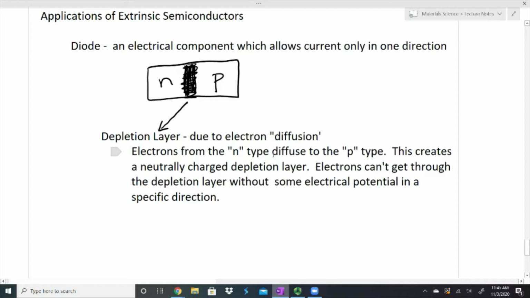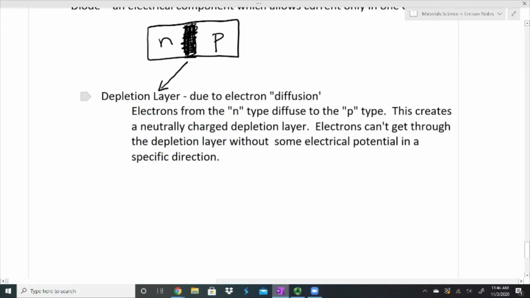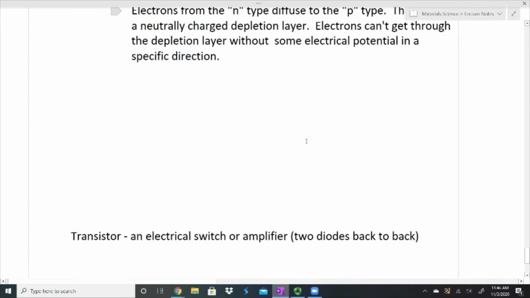So this is due to electron diffusion. Electrons from an N type diffuse to the P type. This creates a neutrally charged depletion layer. Electrons can't get through the depletion layer without some electron potential in a specific direction. And so what we can do is actually force some type of flow. What we have is what's called forward bias.